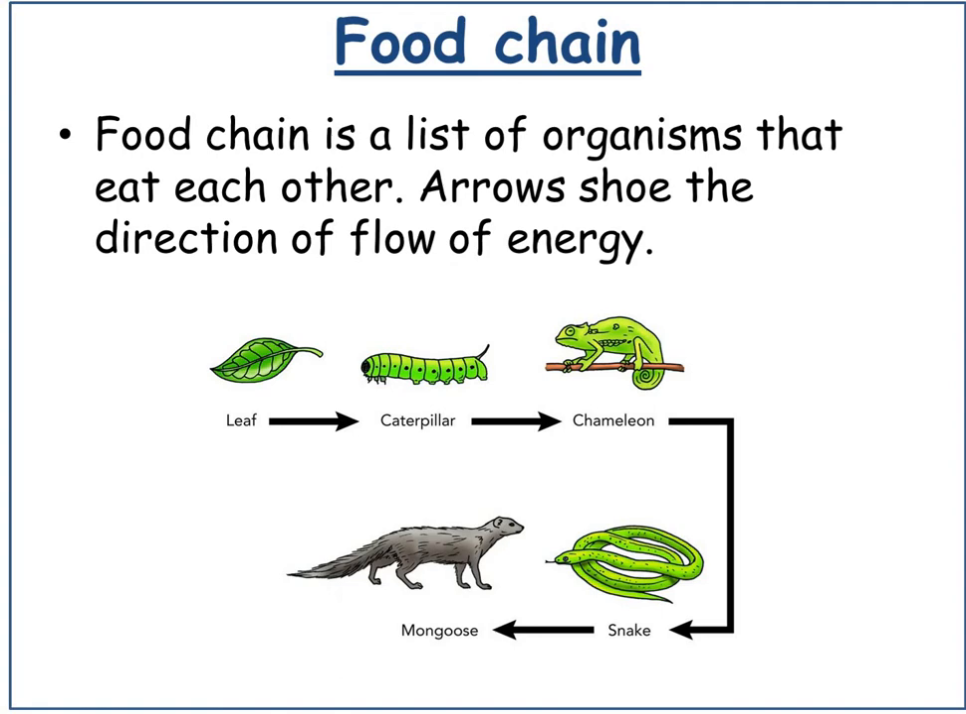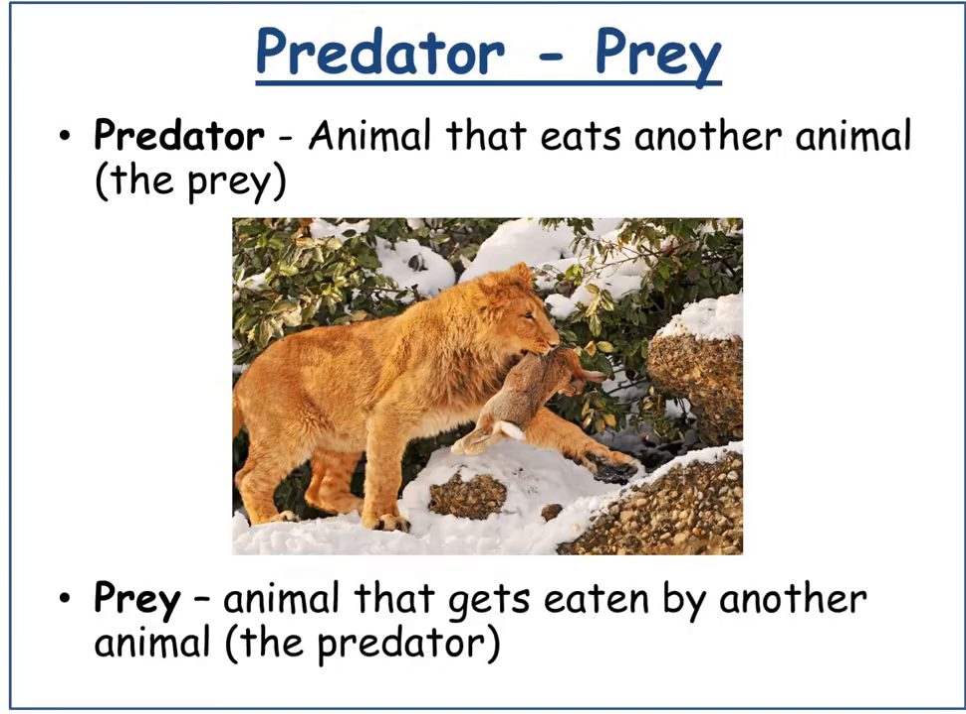Food chain. A food chain is a list of organisms that eat each other. The arrows show the direction of flow of energy. Predator-prey. A predator is an animal that eats another animal. Prey is an animal that gets eaten by another animal.